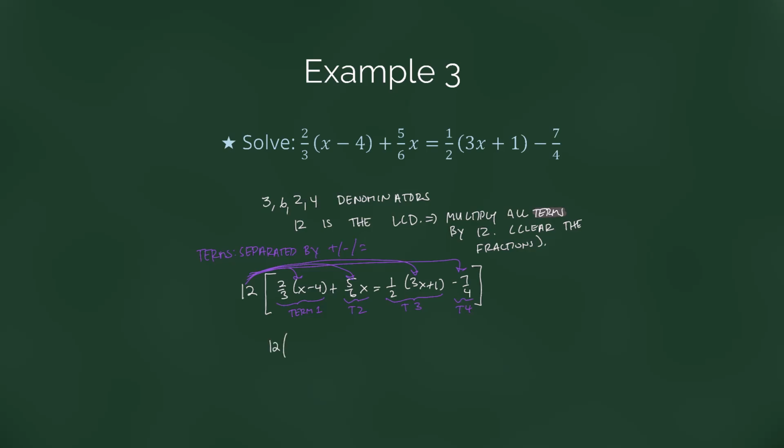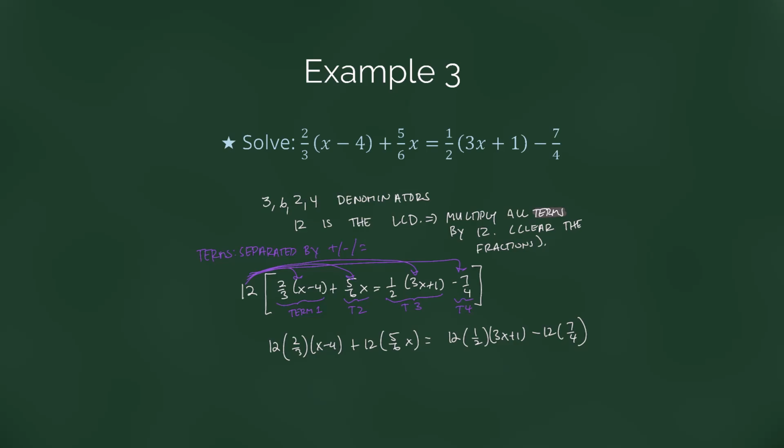So I get 12 times 2/3 times x minus 4 plus 12 times 5/6 of x equals 12 times 1/2 times 3x plus 1 minus 12 times 7/4. Now the beauty of our choice of 12 is that it's going to cancel with each of the fractions we currently have so that we end up with an integer. That's why we chose the common denominator.